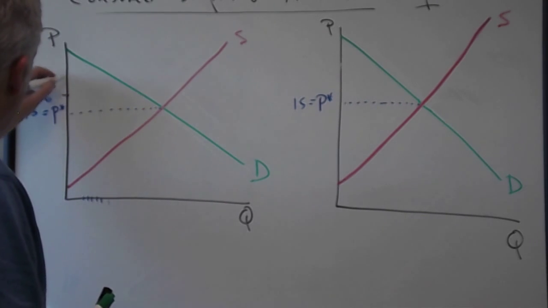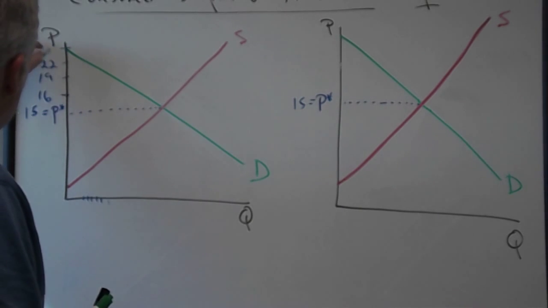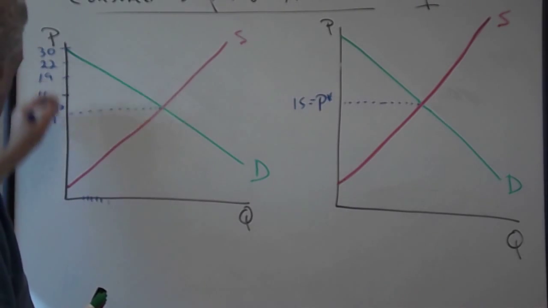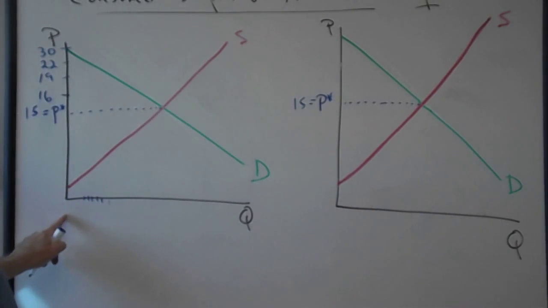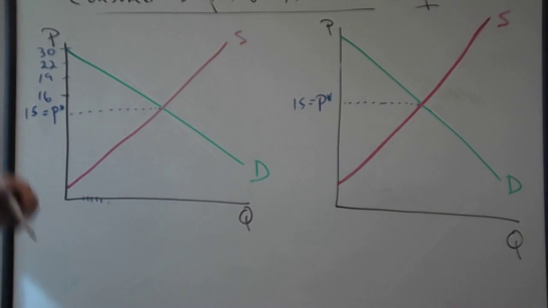Maybe there are some people willing to pay 16, maybe there are some willing to pay 19, maybe there are some willing to pay 22, and maybe the absolute maximum for this particular good is 30, and we know that's sort of a drop-dead price because the quantity at that particular price is 0. So anything below 30, buyers are priced in.